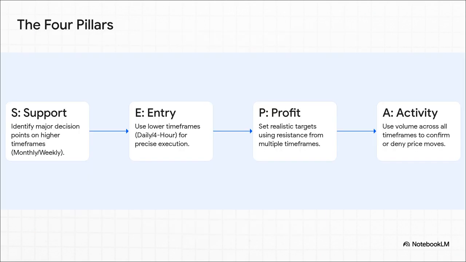So first up is S, support. You use those big monthly and weekly charts to find the major decision points. These are your battlegrounds. Second, E, entry. You drill down to the daily or even the 4-hour for your precise timing. Third is P, profit. Here you use multiple time frames to set realistic targets. And finally, A, activity, which is volume. You use volume across all your charts to confirm that the price move is the real deal.